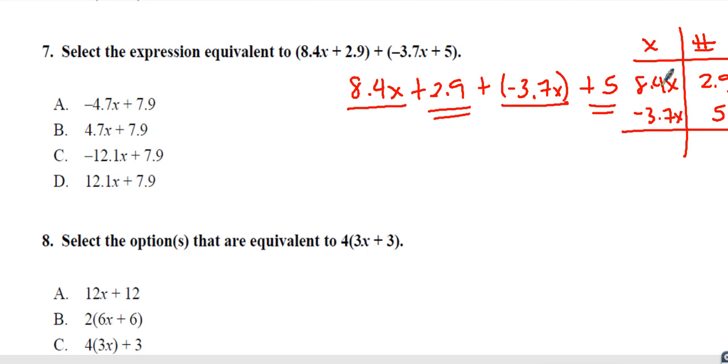So if I combine them, 8.4 plus negative 3.7 or minus 3.7 would give me, that's 14 minus 7, which is 7. Then this became 7 minus 4. Bring the decimal straight down, and that's 4.7 x's. So 4.7x. 2.9 plus 5 would be, line up my ones place. So 2 plus 5 is 7. So 7.9. So when I rewrite it, it would have been 4.7x plus 7.9.